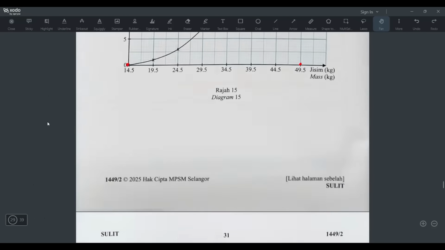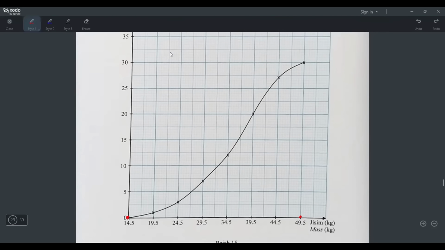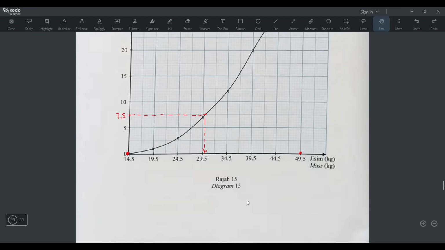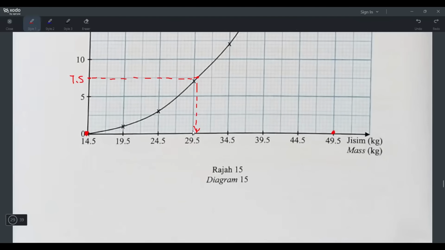Okay, so go to the graph, find 7.5 on the y-axis. Okay, 7.5 will be exactly in the middle of 5 and 10 here. That's 7.5. And then just draw a line. And then the moment you reach the graph, you draw down. So this is your Q1. Okay, so where is your Q1? The Q1 is actually 29.5 plus one box.